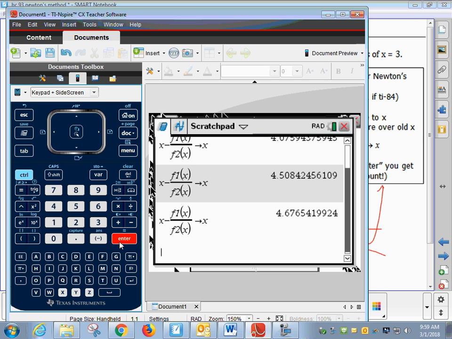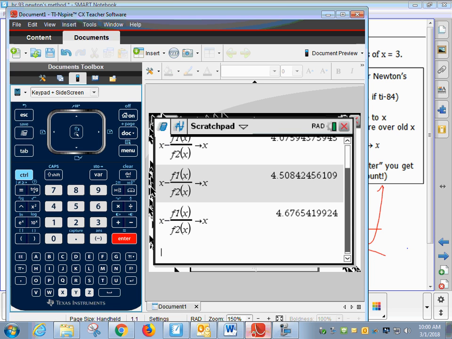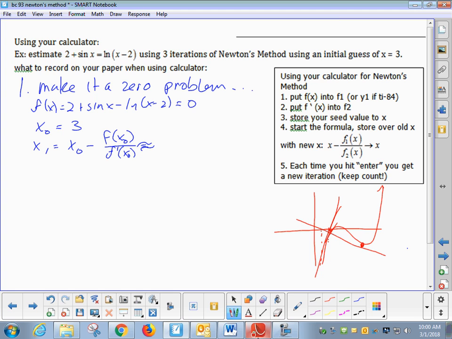Now, because you're using your calculator a lot, the question is, all right, what do you need to show? This is what I want you to show. First of all, what your initial was, even if it was told to you. I want you to show at least one demonstration of Newton's method. So, for example, x1 is x initial minus f at x initial over f prime at x initial. And I want you to record that, which was 4.075-ish for the first iteration. Is that correct? 4.075.